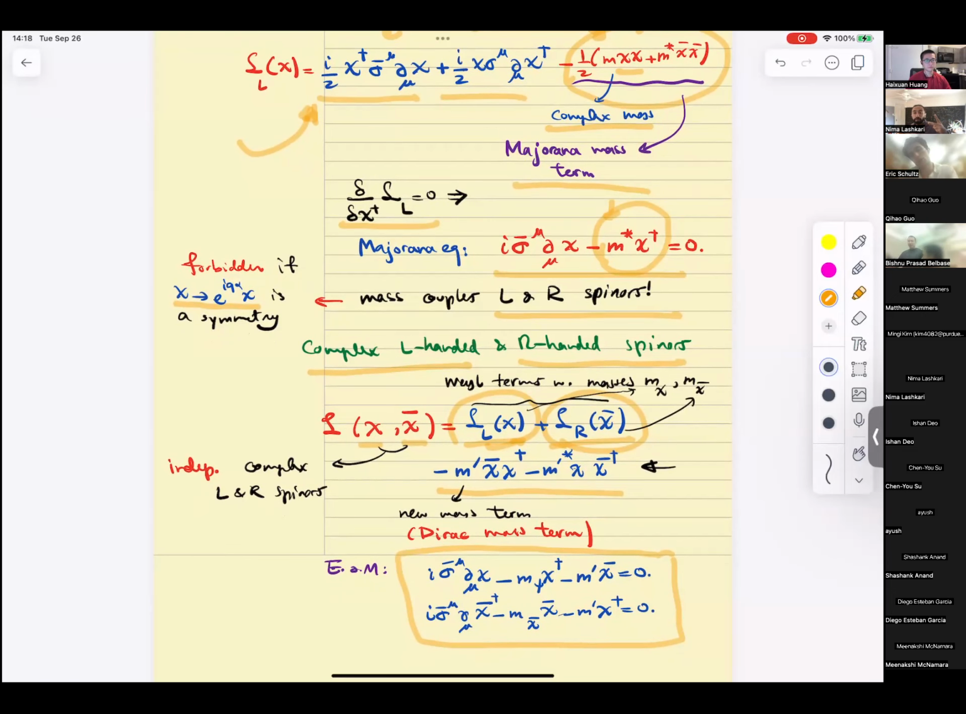Finally, we took an independent pair of complex left and complex right spinors and wrote down an action. There was a brand new mass term that was allowed. We called that the Dirac mass.